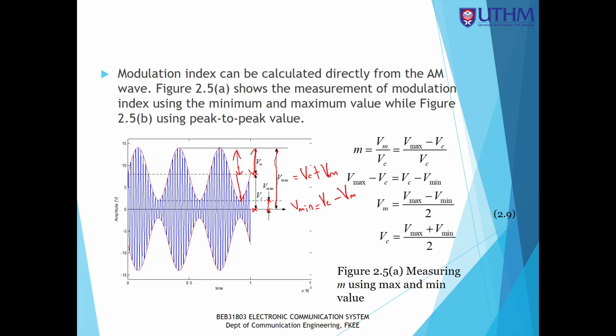From here we consider only one side. We do not consider the other side. We only consider one side, either the positive side or the negative side. And if you see from here how to calculate Vm based on the given max and min, Vm can be calculated using Vmax minus Vmin divided by 2. Vc is equal to Vmax plus Vmin over 2.